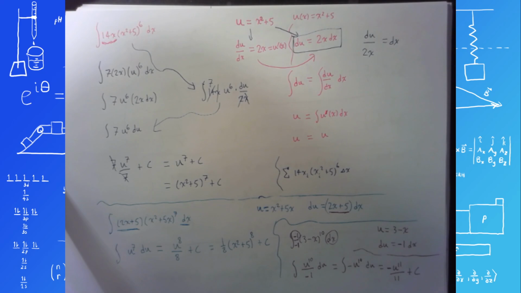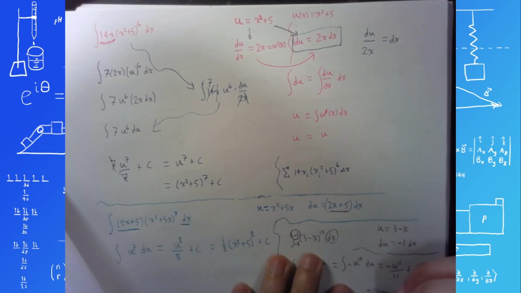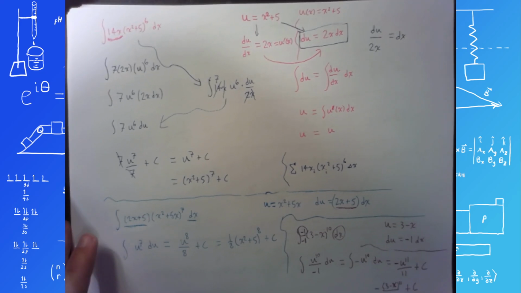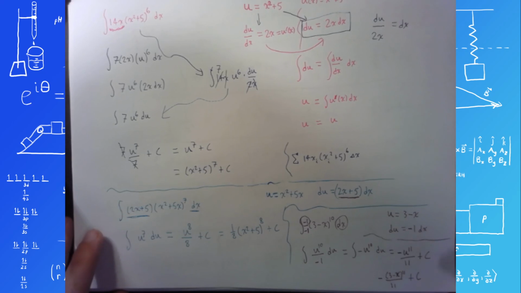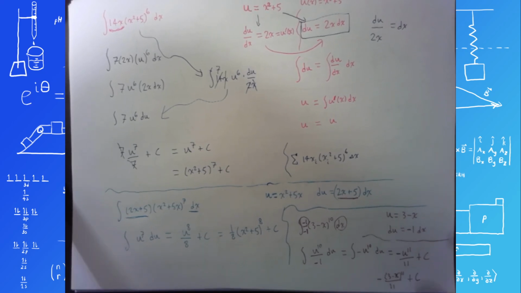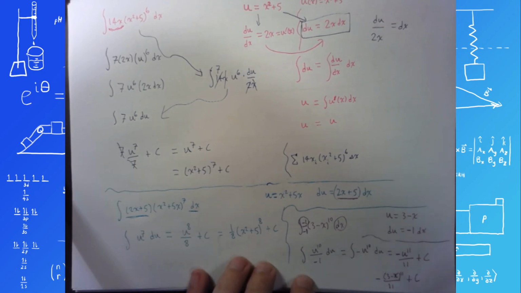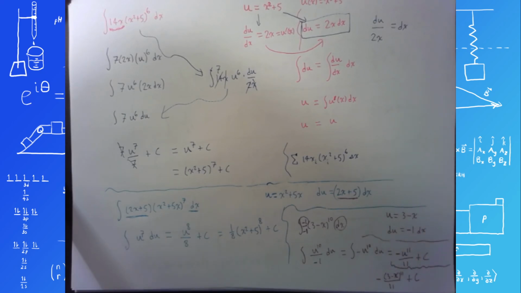and substitute back for x now that the integration part is done, and you get negative (3 minus x) to the 11 all over 11 plus c. Is that part of the page even visible on the screen? Now it is. I try to avoid writing that low, but sometimes you have to. And let me draw a little squiggle here to separate those from each other. And there we go, that takes care of that one.